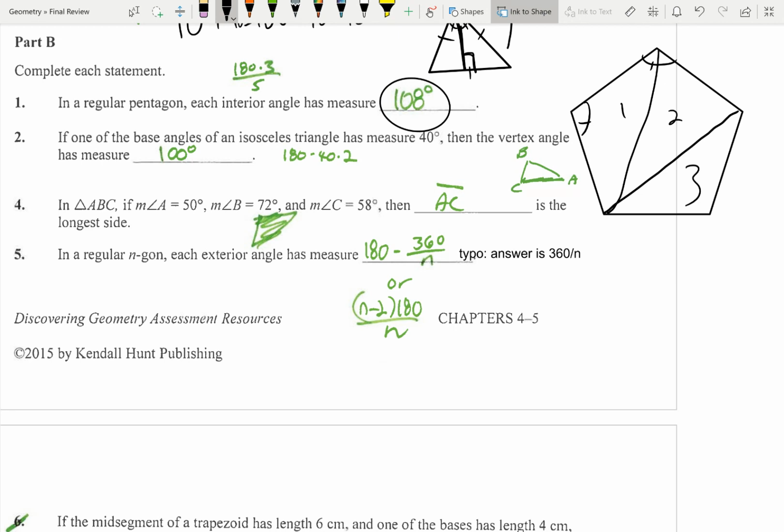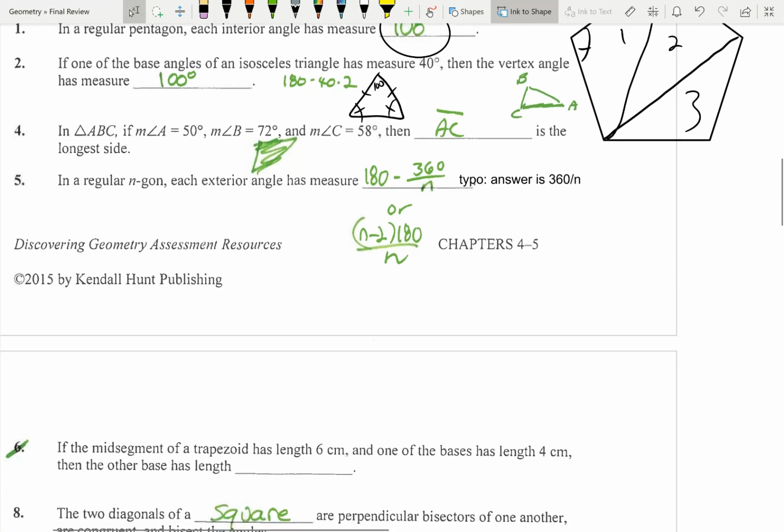So, number 2, if one of the base angles of an isosceles triangle has a measure of 40 degrees and the vertex angle is 100, well, that's going to be true. It's going to be 100 degrees because if it's isosceles, the base angles are congruent. If the base angles are both 40, that's 80, making this one would have to be 100. There you go.